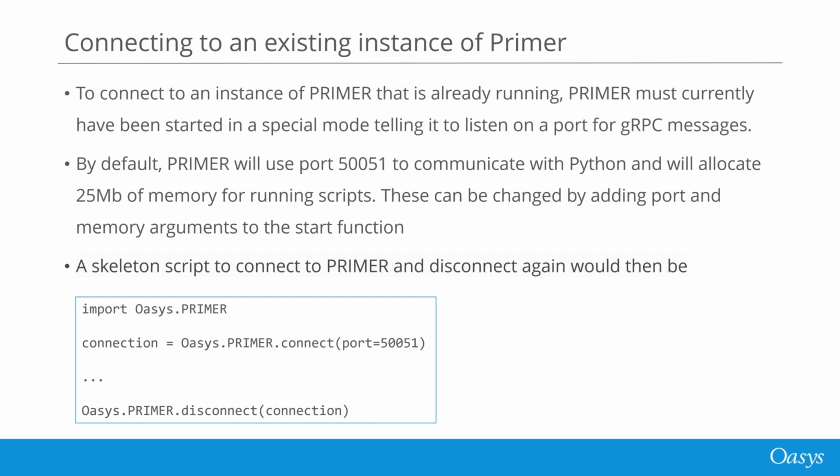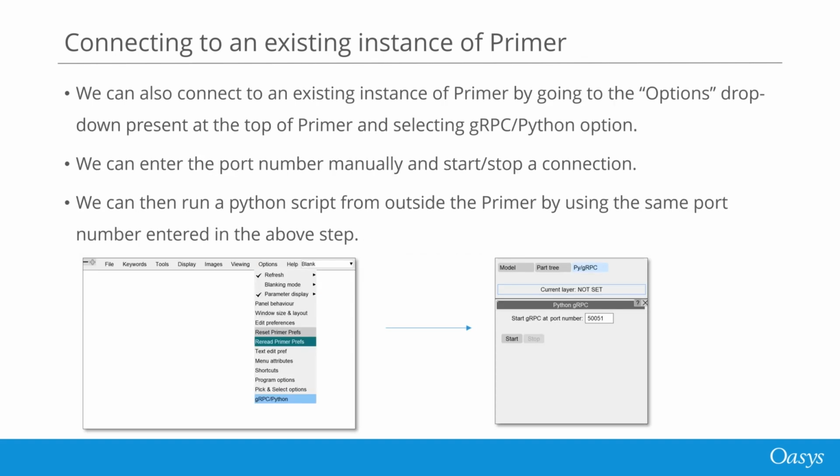We can also connect to an existing instance of Primer by going to the Options dropdown present at the top of Primer and then selecting grpc/python option. We can enter the port number manually and then start or stop a connection. We can then run a Python script from outside the Primer by using the same port number entered in the above step.